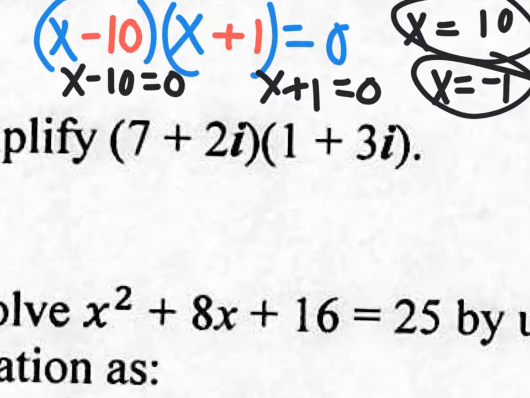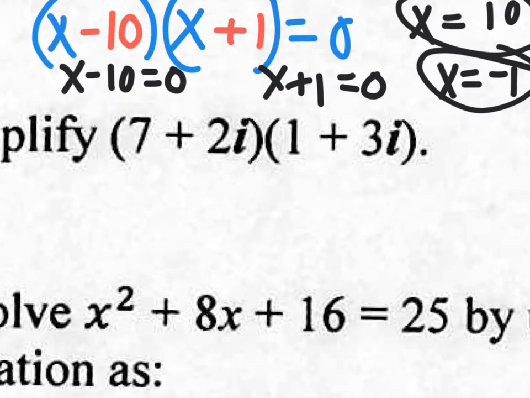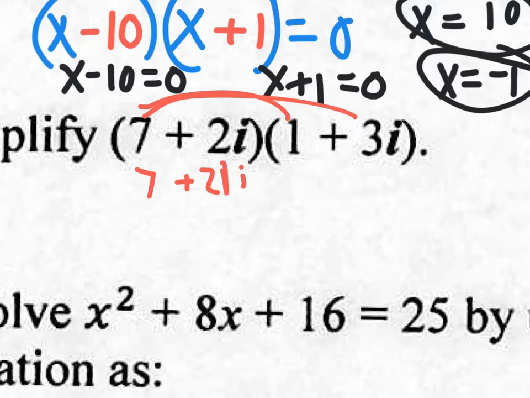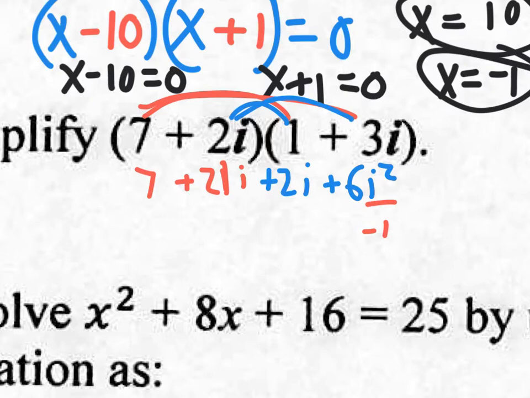Number 7 on tomorrow's quiz, test or quiz, I don't know, we'll see how well we do. Distribute, 7 times 1 is 7. 7 times 3 is 21, but with an i. 21i. And then distribute 2i times 1, that's positive 2i. And then 2i times 3i, that's positive 6i squared. Now remember, i squared is really a -1. So what you really have is -1 times 6 right here.